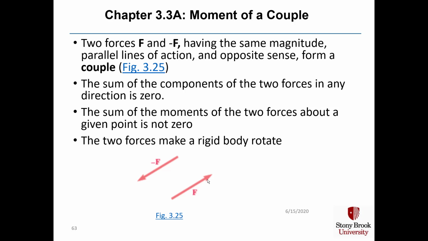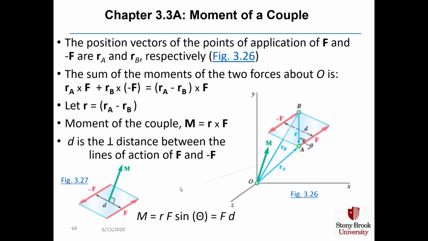What makes the rigid body rotate is that minus F and F are separated by a certain distance. If the two arrows are back to back, then they'll just cancel each other and there wouldn't be a moment. The position vectors of the points of application of F and minus F are R sub A and R sub B respectively, as shown in figure 3.26. Here's R sub A, here's R sub B, minus F and F, and there is the resulting moment M about the origin of the forces F and minus F.